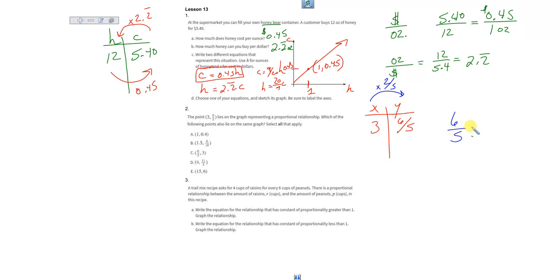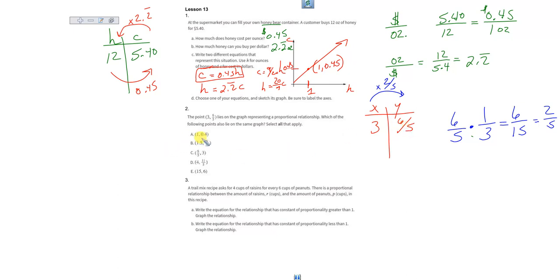Keep, change, flip, right? 6 over 15, which reduces to 2/5. That's how I got that, okay? Just divided those two numbers. And that should apply for all of these. So here's how I'm going to do this. I'm going to take every x value, and I'm going to multiply it by 2/5. And the ones that give me 6/5 as an answer, I'm going to circle. The ones that do not, I'm not.